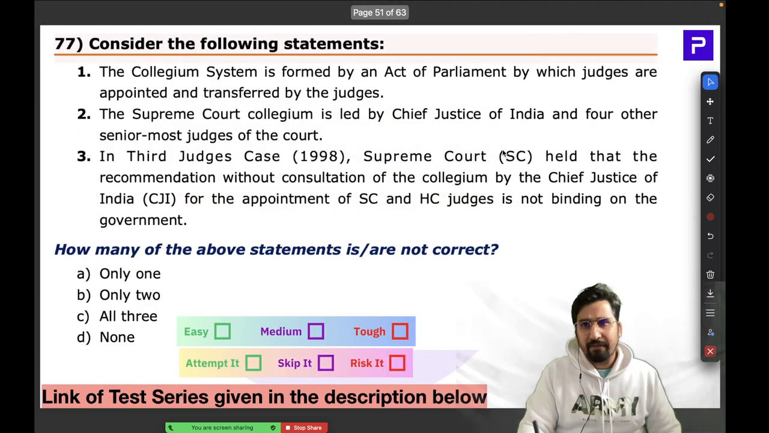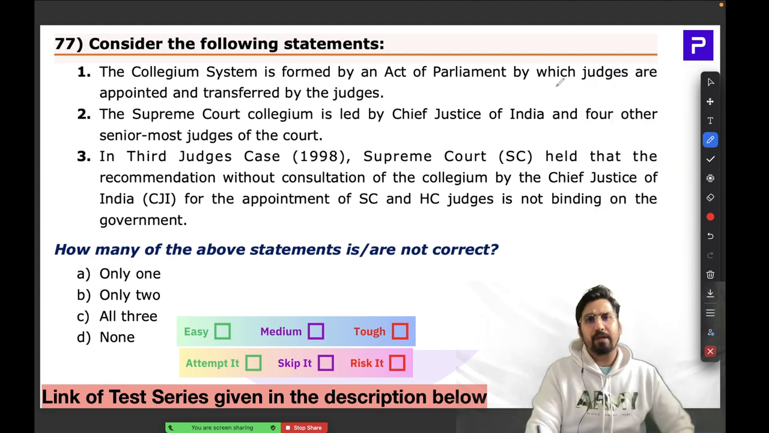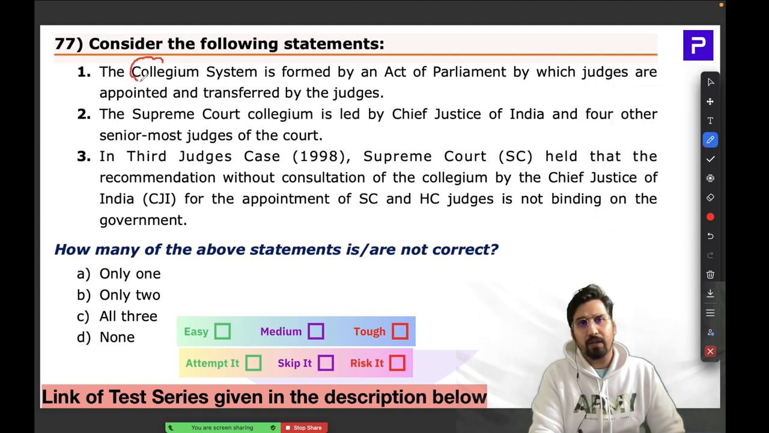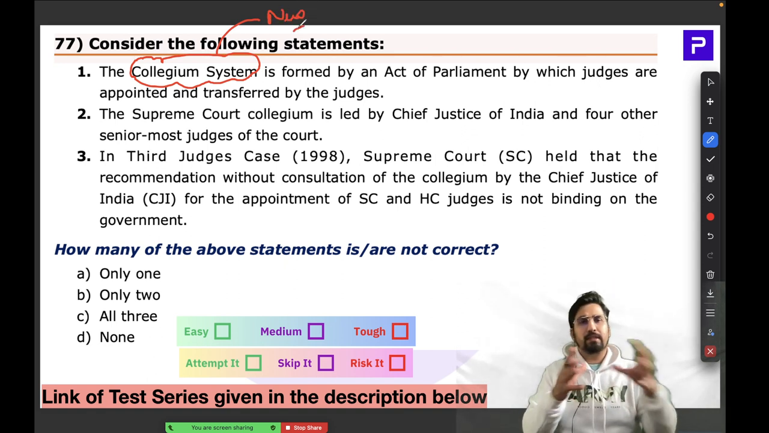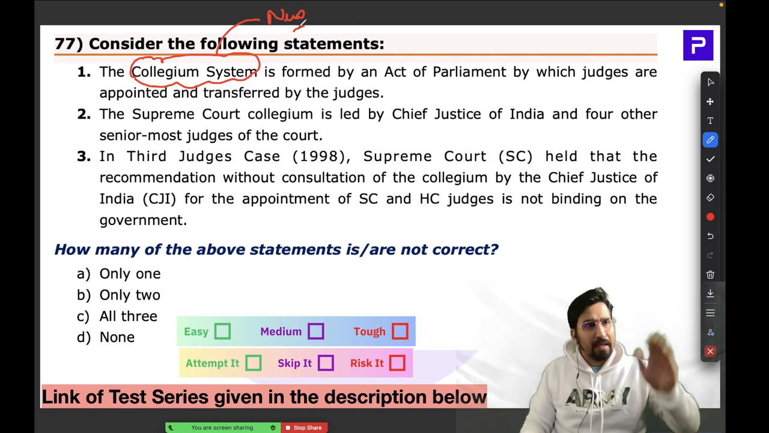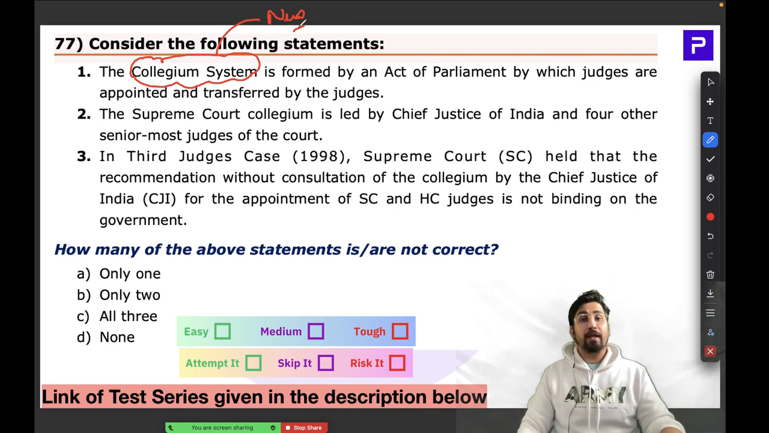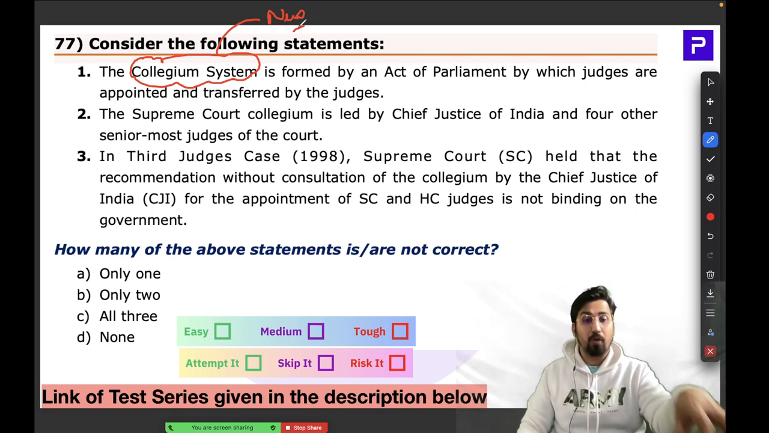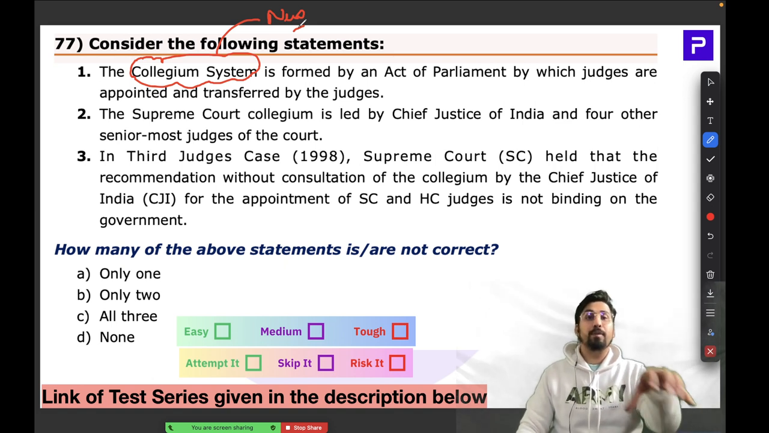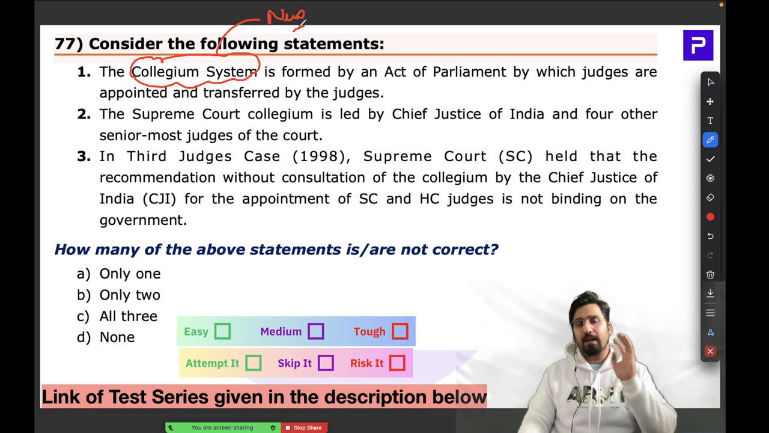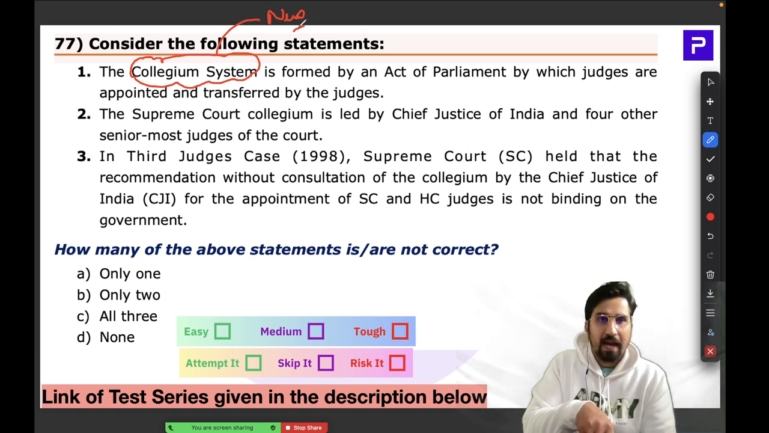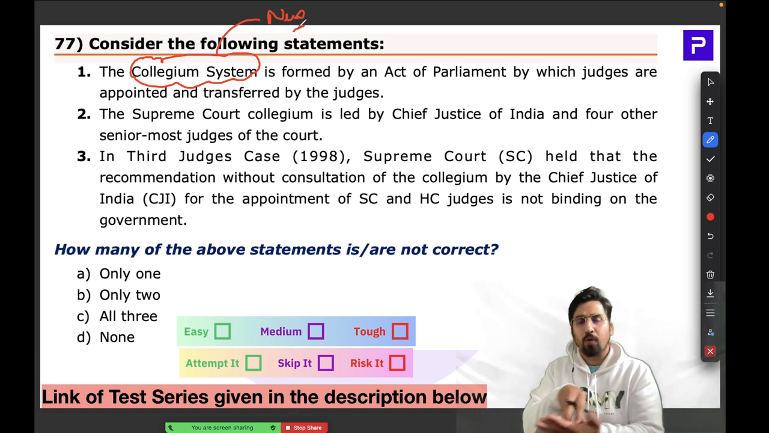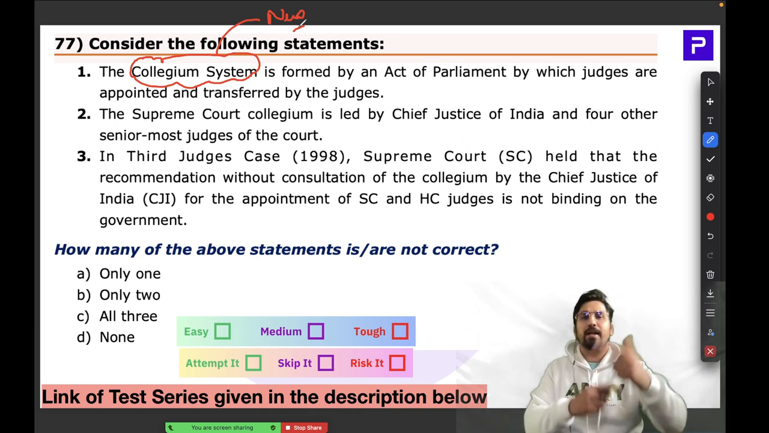Question 77 is with respect to the collegium system. I am very sure that you must have heard of the collegium system. It is in the news very much, even recently. There's a tussle between the central government and the judiciary with respect to how the judges of the Supreme Court and the High Court are going to be appointed and transferred. Right now the collegium system is in practice, and the judges of the Supreme Court and High Court are appointed and transferred by that collegium system.